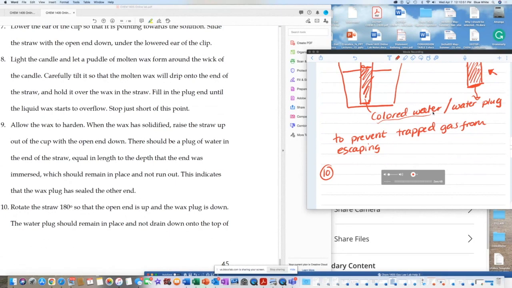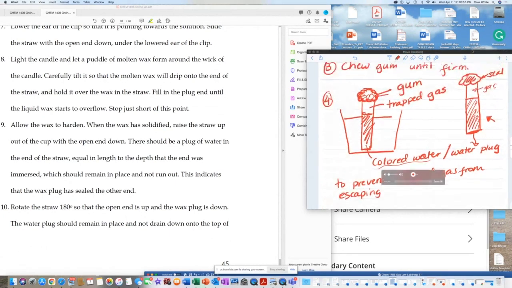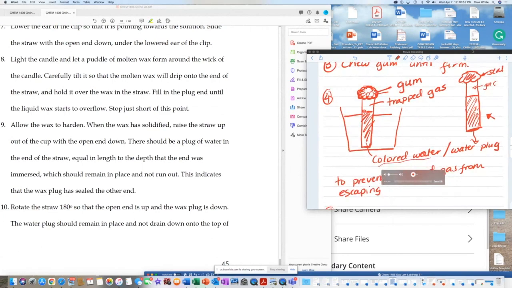Now that we have taken this out, and we can see that the plug is going to work, we're trying to expose our gas to different temperatures.